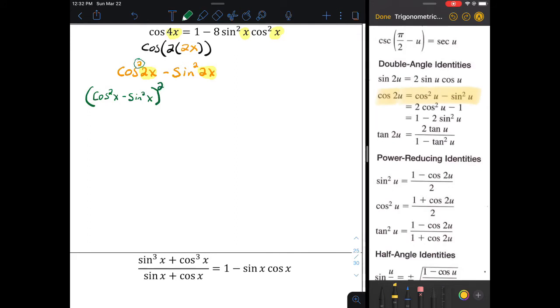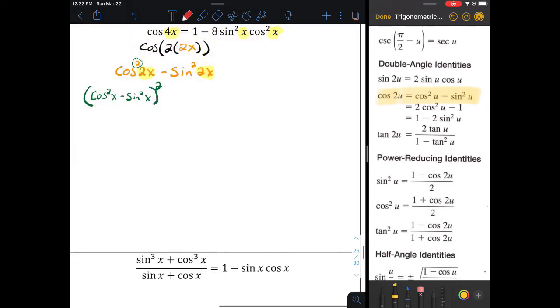And then I need to do the same thing with the sine of 2x. Well, the double angle formula for sine is 2 sine x cosine x. However, I have sine squared, so all of this is being squared.